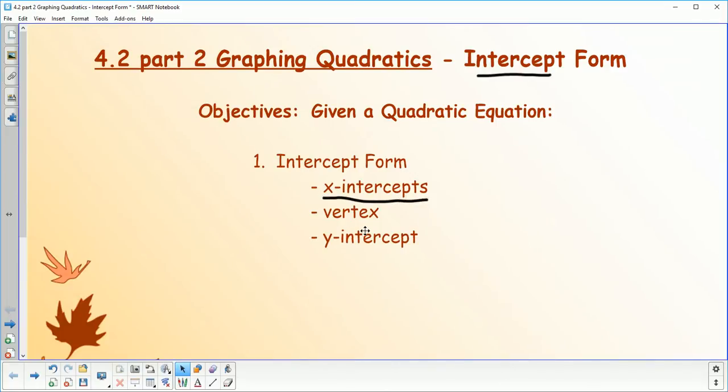Then we're going to do a little bit of work to find our vertex, and as always, to find our y-intercept, x is going to be 0. Plug that in and figure out what your y value is.